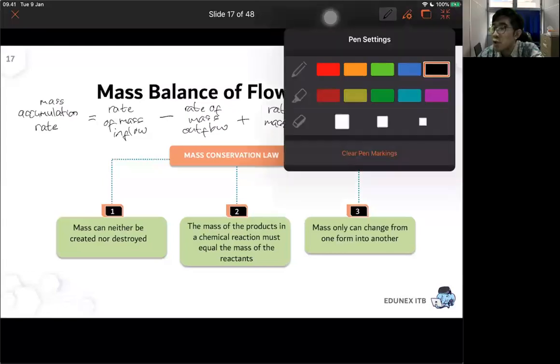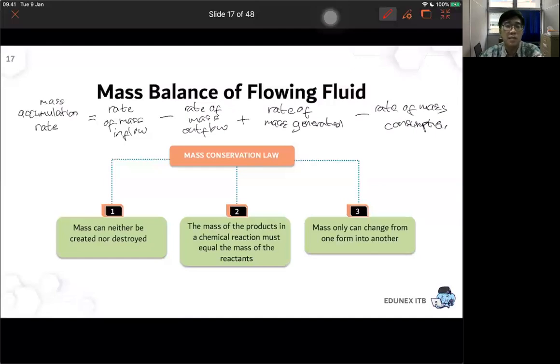That's the general equation of every mass balance. In this flowing fluid, imagine liquid, water for example, flowing inside the pipe. There will be no rate of generation and no rate of consumption, right? Because it only comes from the reaction. So for the flowing fluid without any reaction, there will be no mass generation and no mass consumption.